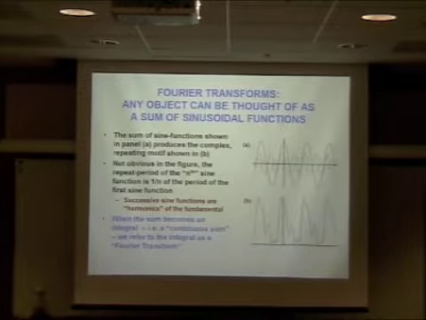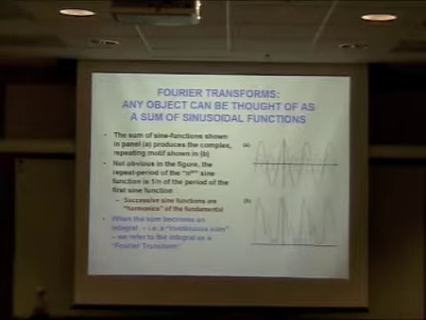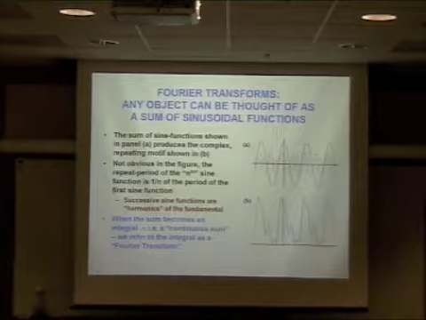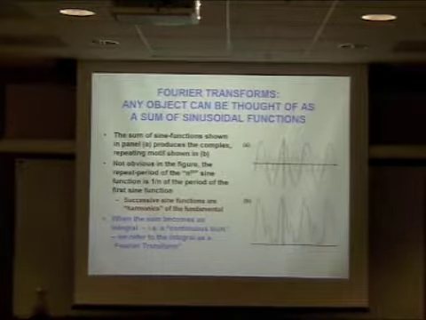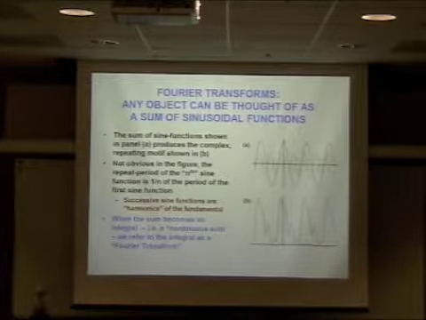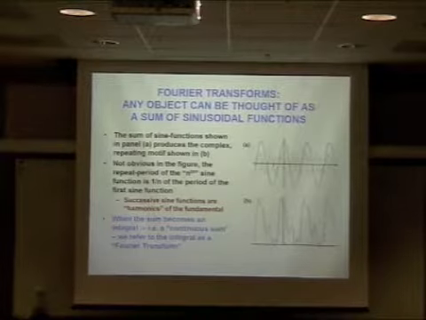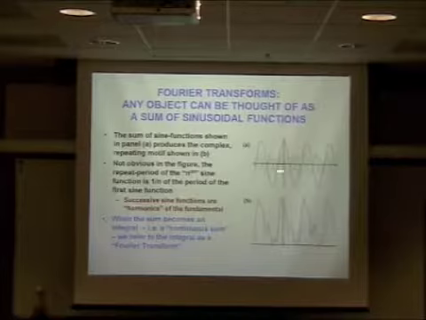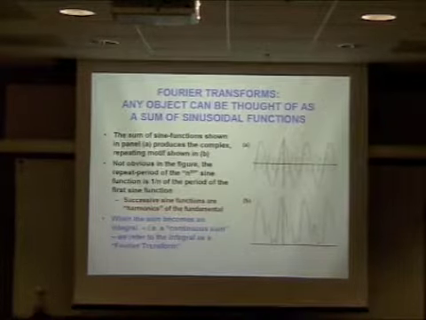I'm going to start with some very basic concepts, reminding you that the important thing about a Fourier transform is that any object, this is of course just a one-dimensional arbitrary trace, but any object can be thought of or represented as the sum of a bunch of different sine functions or cosine functions. So here's three different cosine functions.